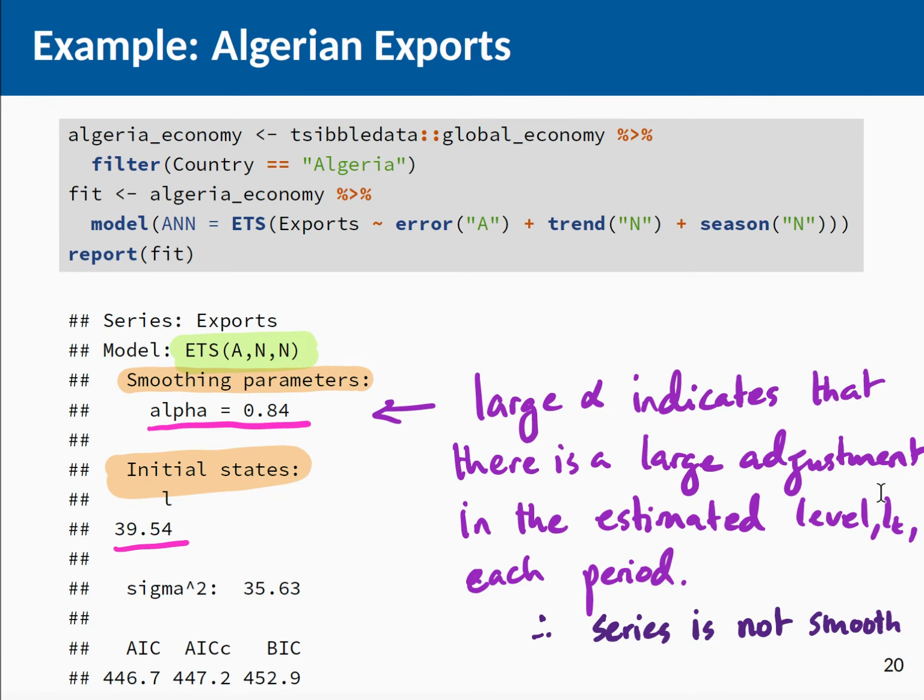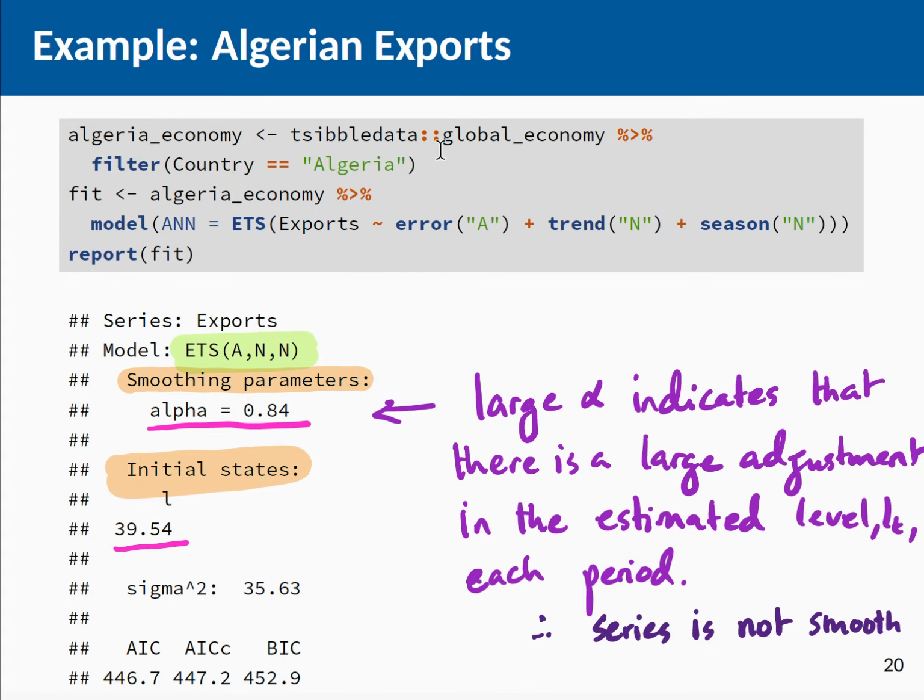Now, going back to the Algerian economy, that is a subset of the global economy dataset that's available in the third edition of your text. We start with looking at Algerian exports. You can try any other country at home, but here, in the first step, we are filtering out all the data for the country Algeria. We're going to call this Algeria underscore economy. This is coming from the global underscore economy data set, and we are filtering using country equals Algeria.